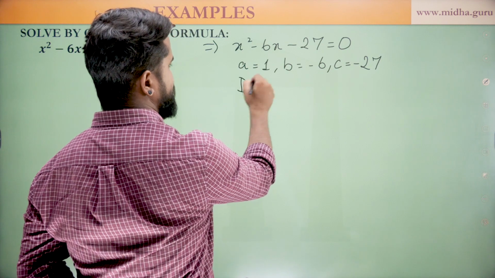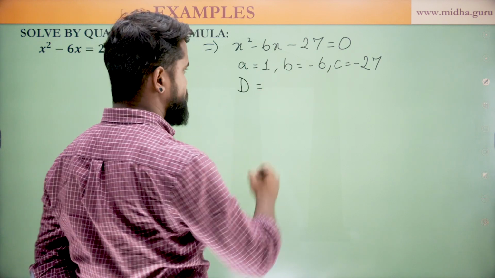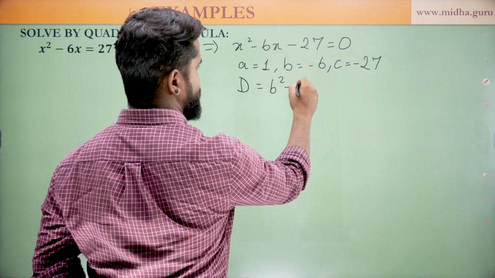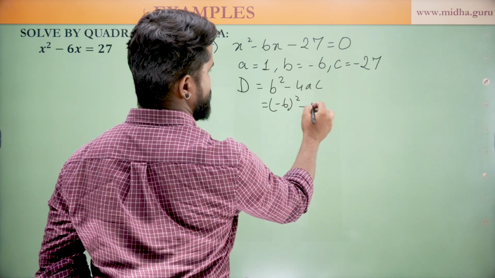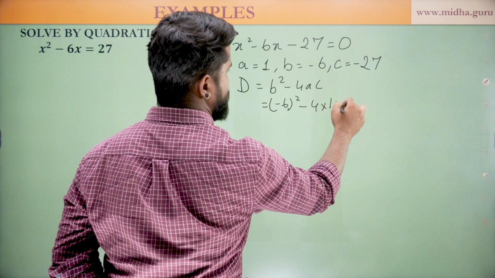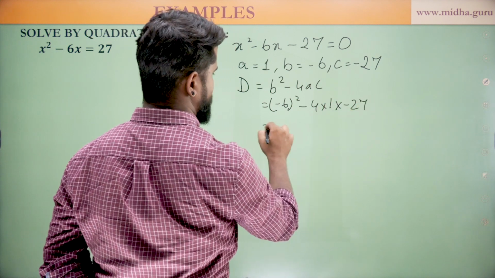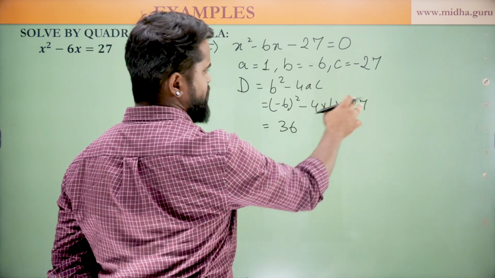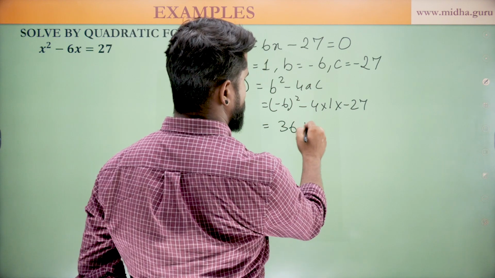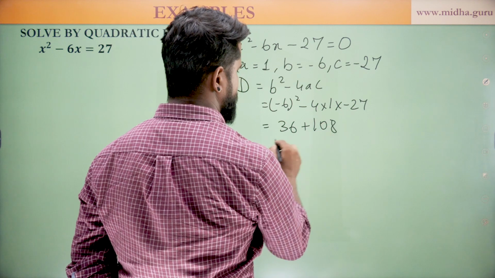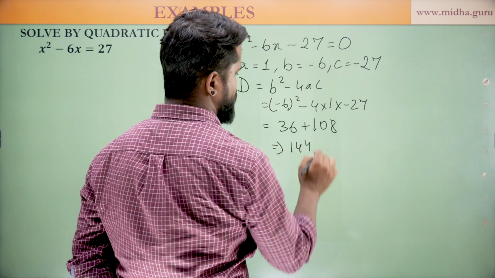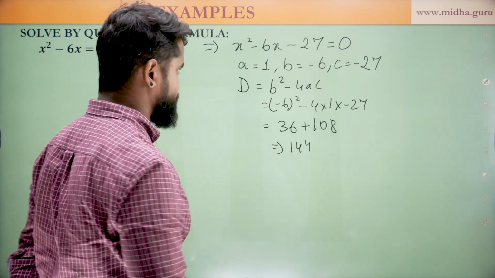So first we find the discriminant, which will be b square minus 4 times of AC. So minus 6 whole squared minus 4 into 1 into minus 27. This becomes 36, and this minus minus becomes plus 4 into 27, which is 108. This will be equal to 144.